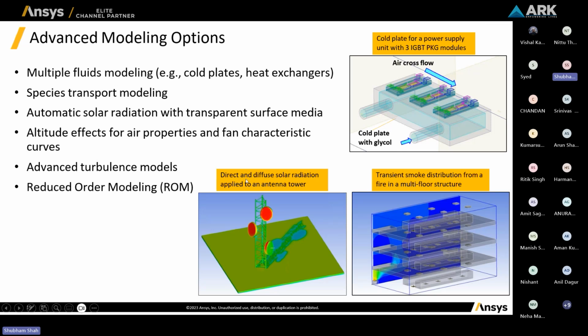Apart from that, this is for the radiation model: direct and diffuse solar radiation applied on the antenna tower. An advanced turbulence model is also present. If you want to see, on the right hand side down, there is a transient smoke distribution from fire in a multi-floor structure. So basically, in this kind of complex simulation, you will go with the species transport model.